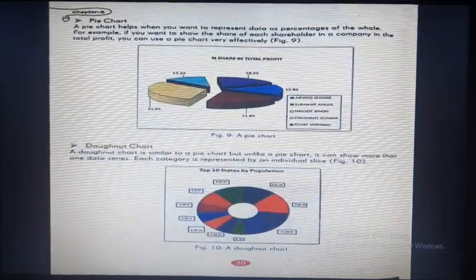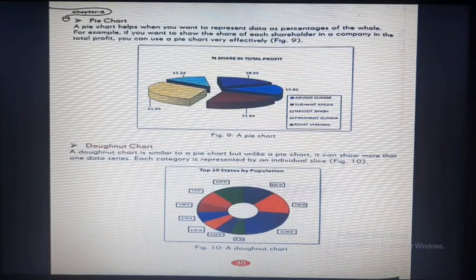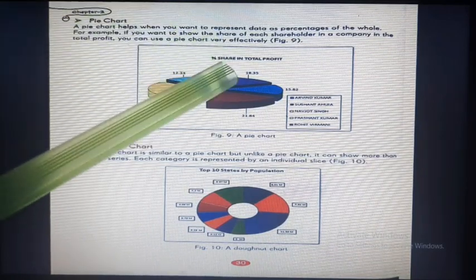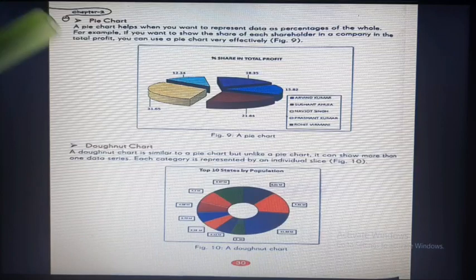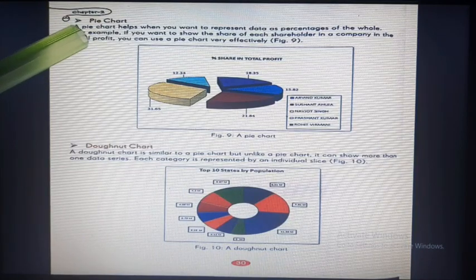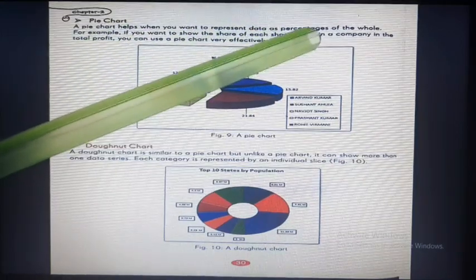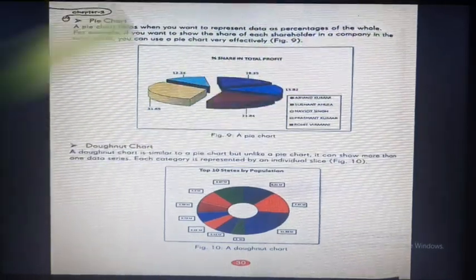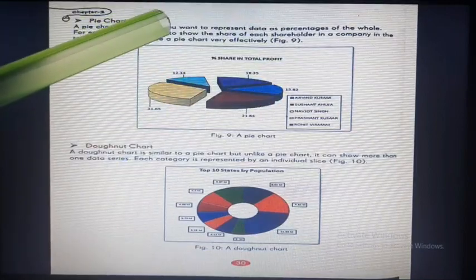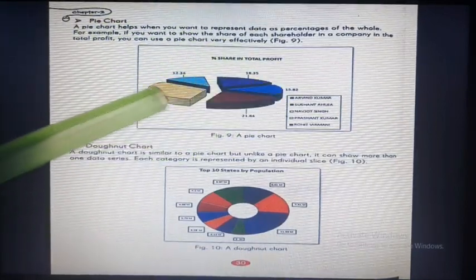Let's see the next chart, the pie chart. Now this is known as the pie chart. Where do we use the pie chart? A pie chart helps when you want to represent data as a percentage of the whole.